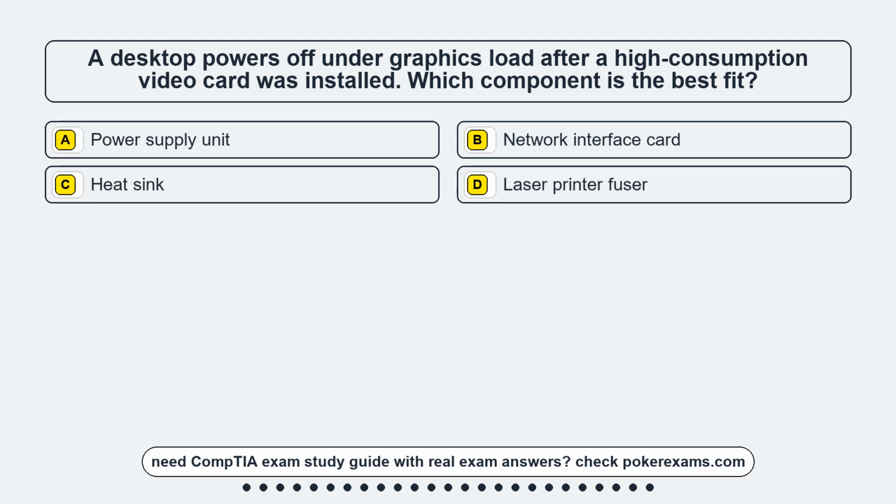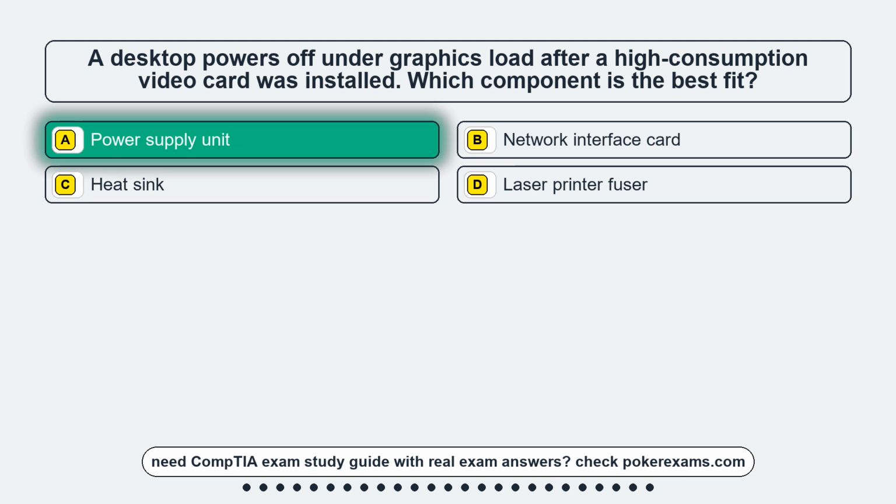Question 4. A desktop powers off under graphics load after a high-consumption video card was installed. Which component is the best fit? Option A, power supply unit. Option B, the network interface card. Option C, heat sink. Option D, laser printer fuser.